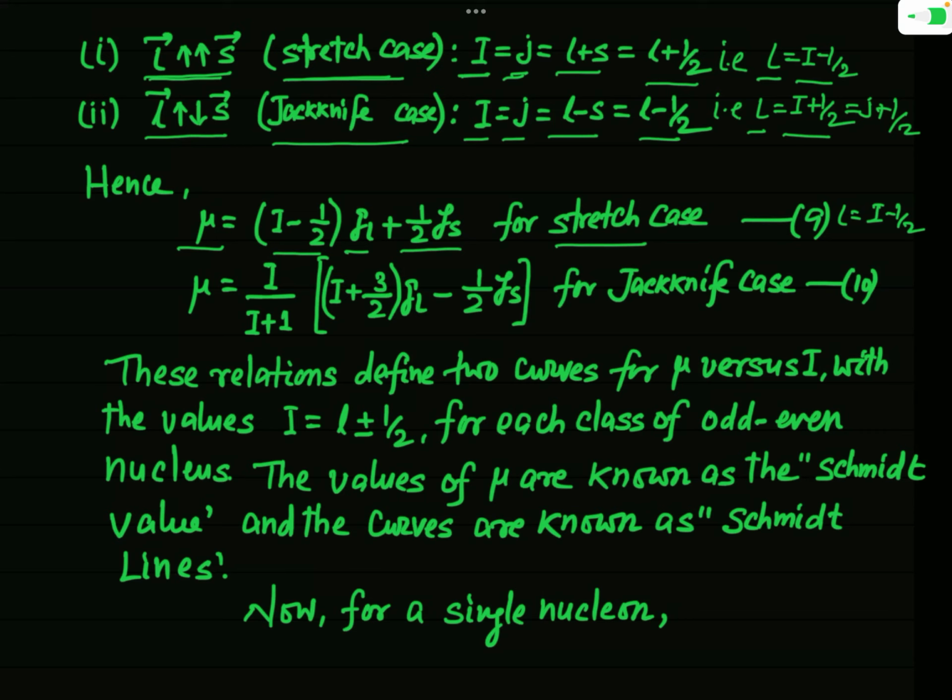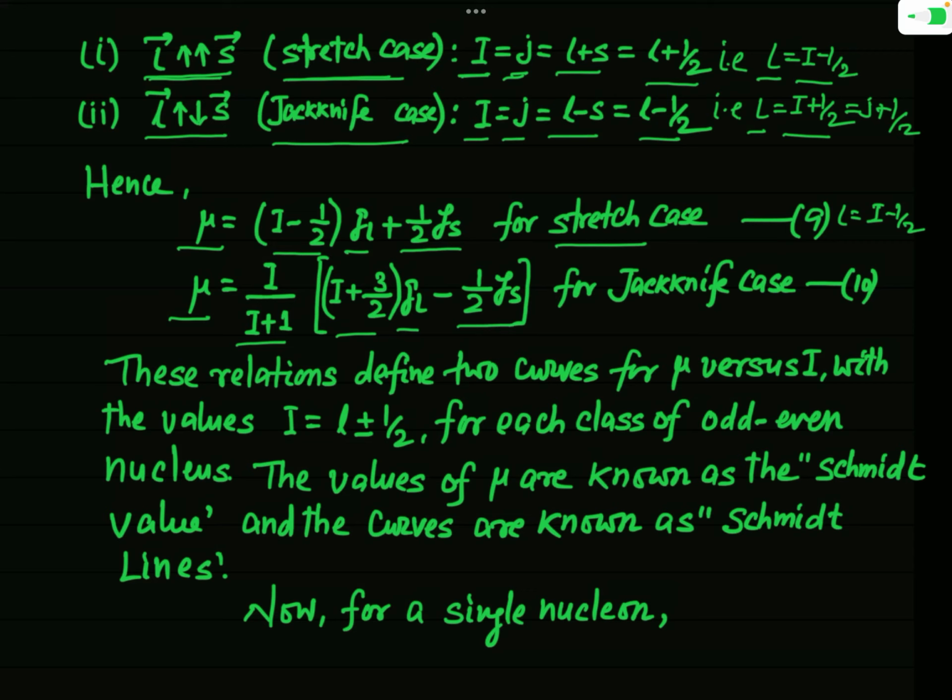Then you will get this result. And when you write L equal to I plus 1/2, that is in case of the jackknife case, making all that algebra, you will get that mu is equal to I over (I plus 1) times [(I plus 3/2) GL minus 1/2 GS]. So I have written these expressions directly here.